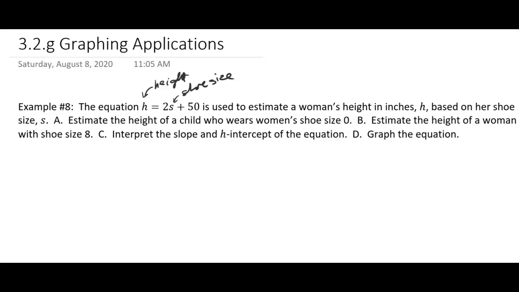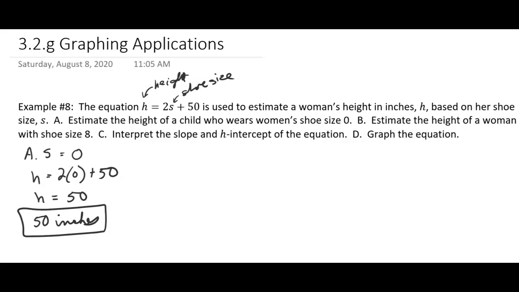So we're not expected just to know what h and s mean without some information. So it says, A, estimate the height of a child who wears women's shoe size 0. So if the shoe size is 0, this is part A. If s equals 0, then you have h equals 2 times 0 plus 50. So h equals 50. So you're saying, well, we think the child is 50 inches tall.